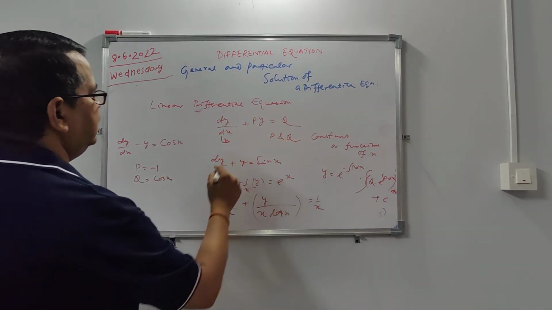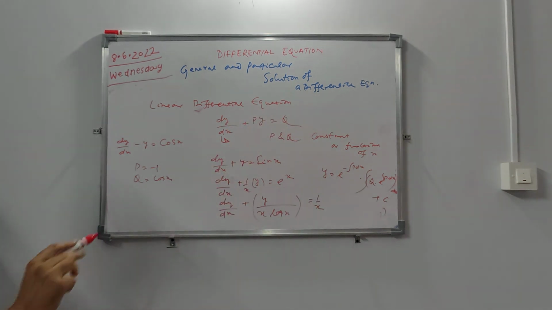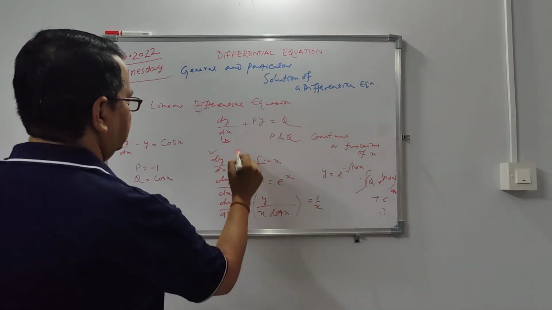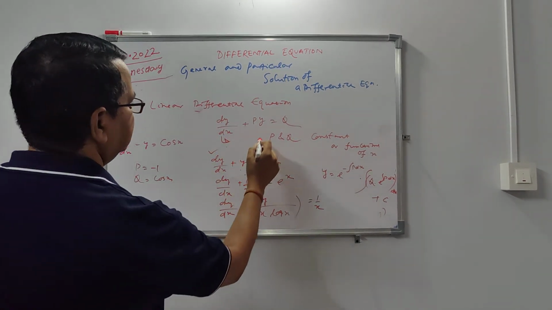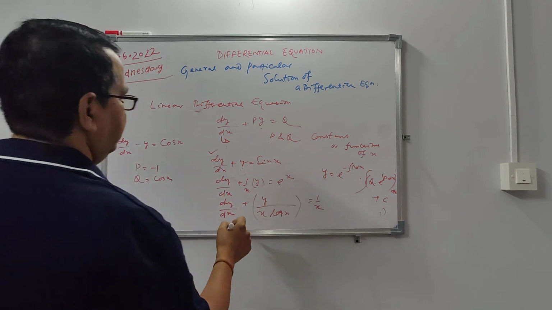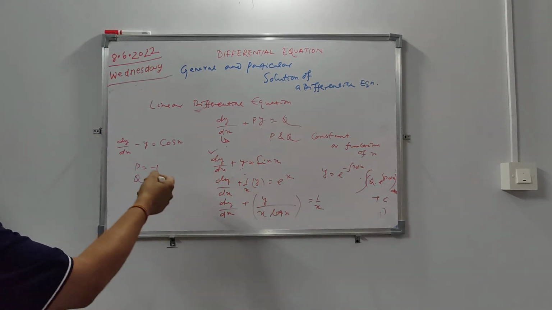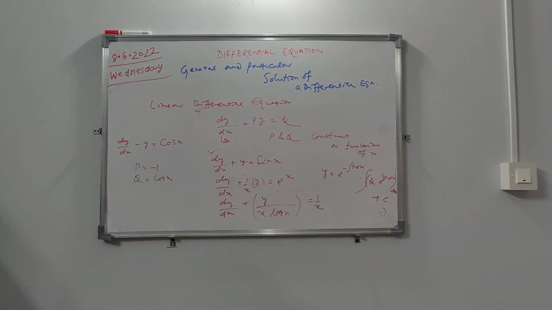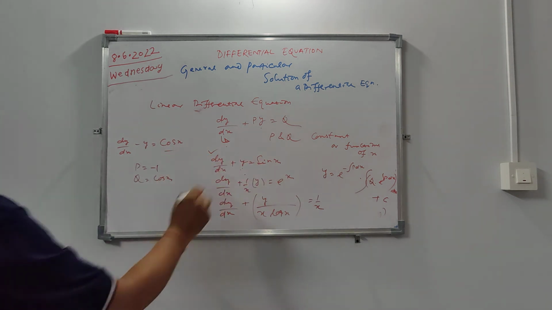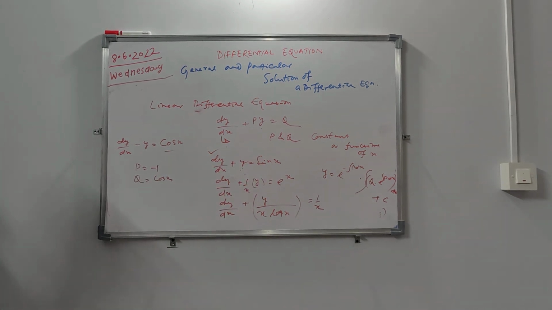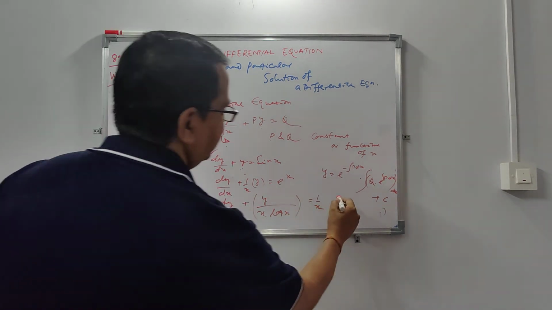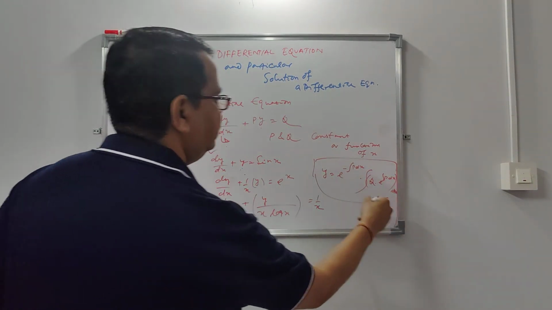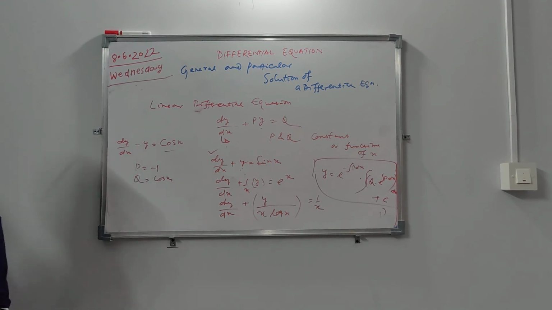Now, what is a linear differential equation? An equation of this form where p and q are either constants or functions of x satisfies this. Here you can see your p is 1 and q is cos x. There it is sin x, here it is cos x. So now you know what a linear differential equation is, and this is the final solution which you remember, and then using this you can solve any linear differential equation.